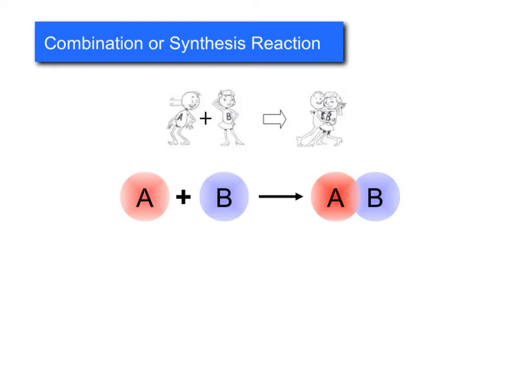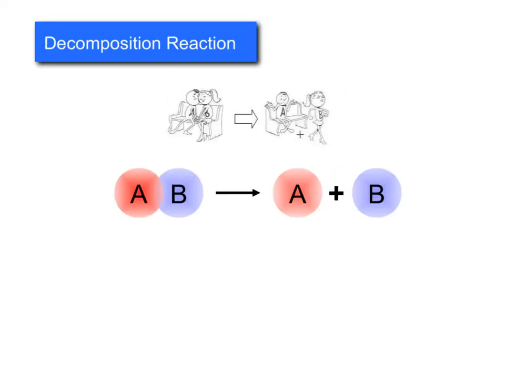Some of these reactions are easily described by relationships. So this is boy meets girl, boy and girl get together and we have a couple. All right, the next kind is the opposite of this. We have a happy couple that breaks up. So this is called a decomposition reaction, and it's when we have one thing to start with, one reactant, and we end up with two products at the end. So we end up with A plus B at the end.